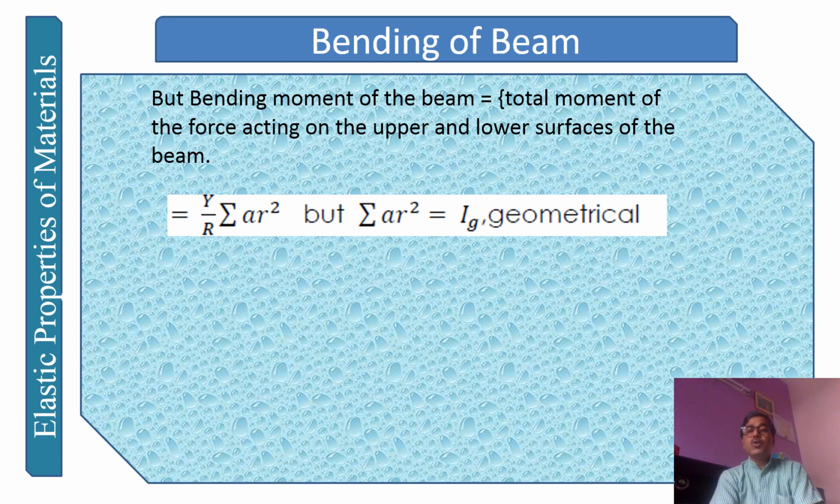The bending moment is equal to the total moment of the force acting from the upper and lower surface of the beam, because the force is acting both on the upper surface and the lower surface. So we are just going to do the summation of that. Y upon R is a constant, so we have taken it out, leaving the summation of A r squared. This sum of A r squared is called geometrical moment of inertia, and we are representing this by Ig.